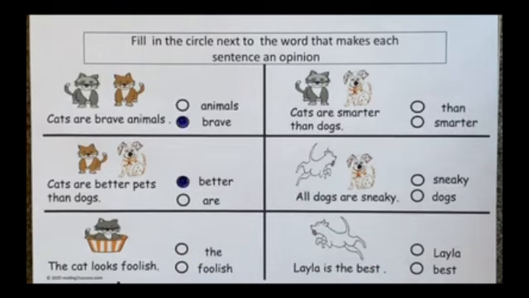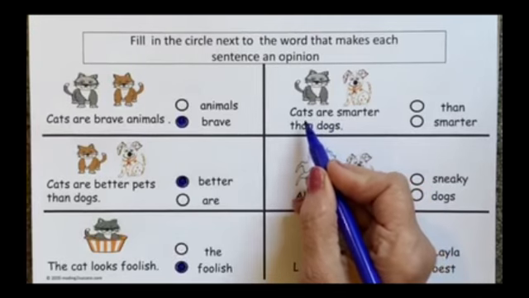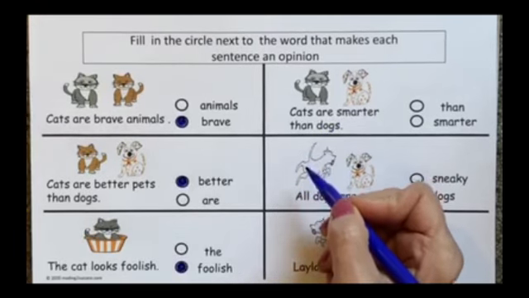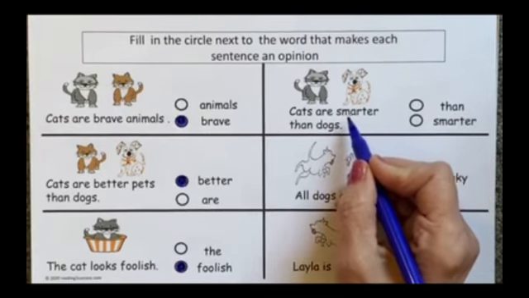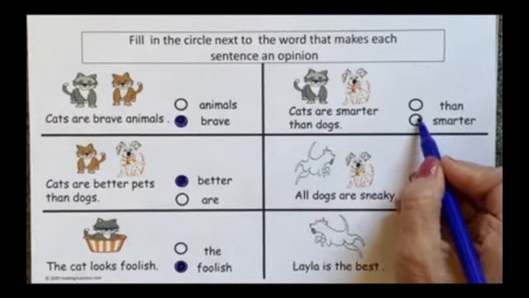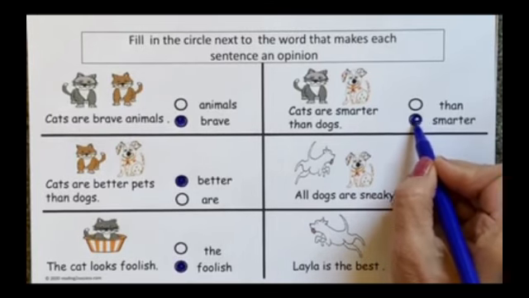The cat looks foolish. I don't think the cat looks foolish. I think the cat looks cute. You may think the cat looks silly. So foolish is the opinion adjective. Let's go to our next sentence. Cats are smarter than dogs. Some people do believe that, but other people believe that dogs are smarter than cats. So smarter is our opinion adjective.